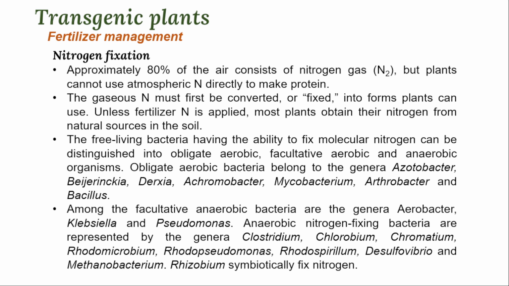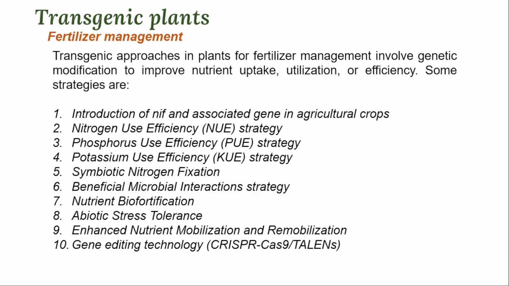Even some symbiotic bacteria will be there. Like Rhizobium, they will be symbiotically associated with plants, like leguminous plants, and then fix the atmospheric nitrogen. And these are the strategies we can use to cope with the fertilizer need in the plants here. So the first strategy is the introduction of the nitrogen fixing gene and associated genes into the agriculture crops. This is very important, and we can use this strategy in nitrogen fixation so that all agriculture crops will be genetically modified in such a way that they contain NIF gene, NOD gene, and HUB gene. So they fix the atmospheric nitrogen.